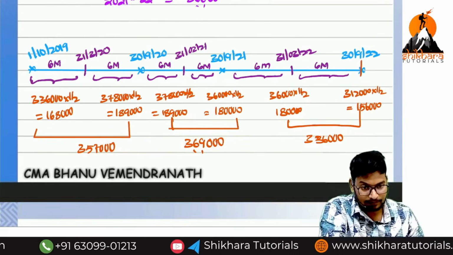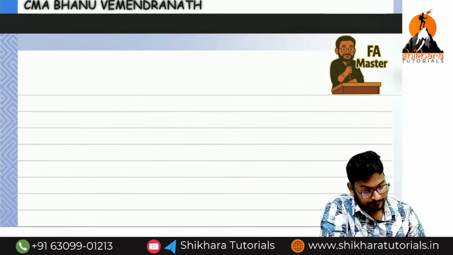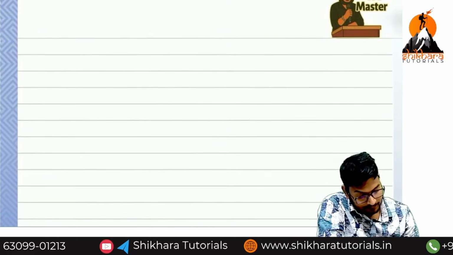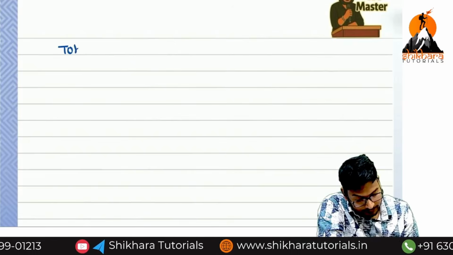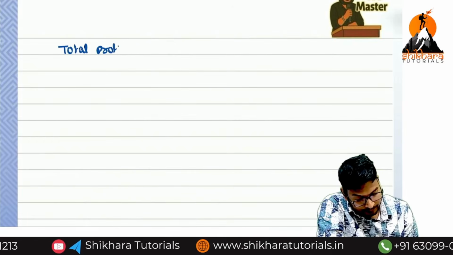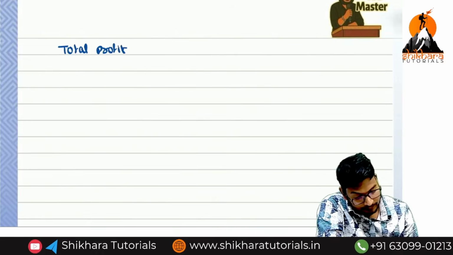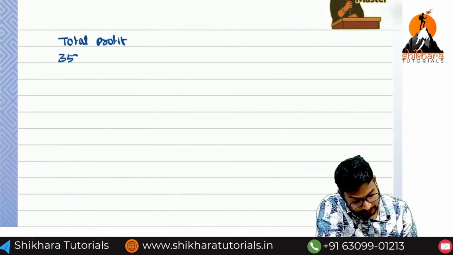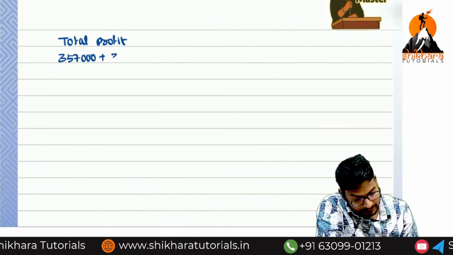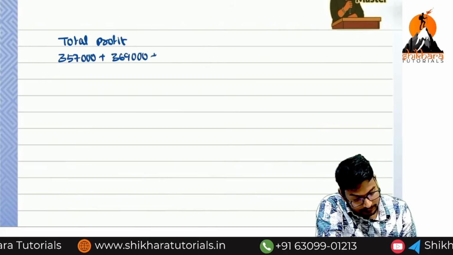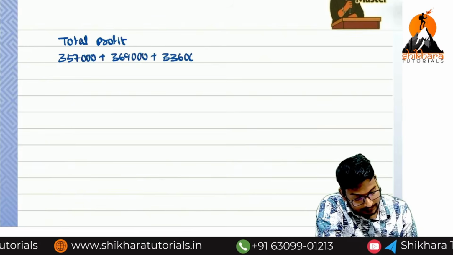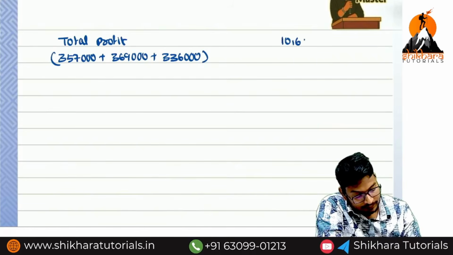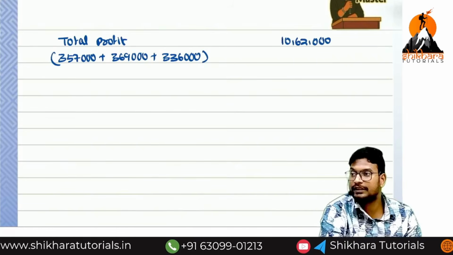Next, what we need to do. After this, average profits. Total profits is equal to how much? 3,57,000 plus 3,69,000 and 3,36,000. So how much? 10,62,000. From this we need to reduce 2 points.